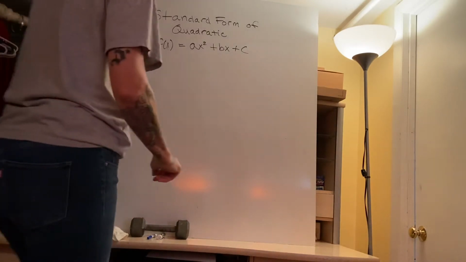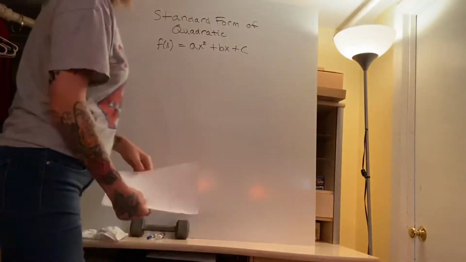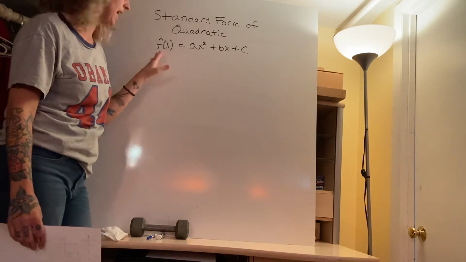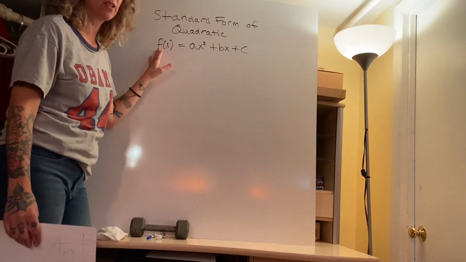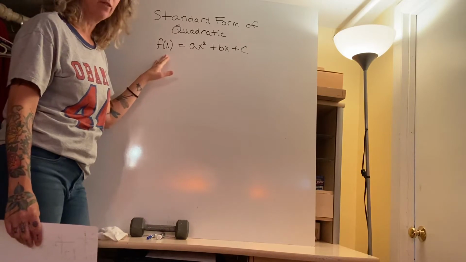So the standard form of a quadratic function or equation is written like this. And sometimes you'll see it as y equals, okay? f of x, this is pronounced "f of x," or the function at x. That's the same thing as the y value of the function, okay?